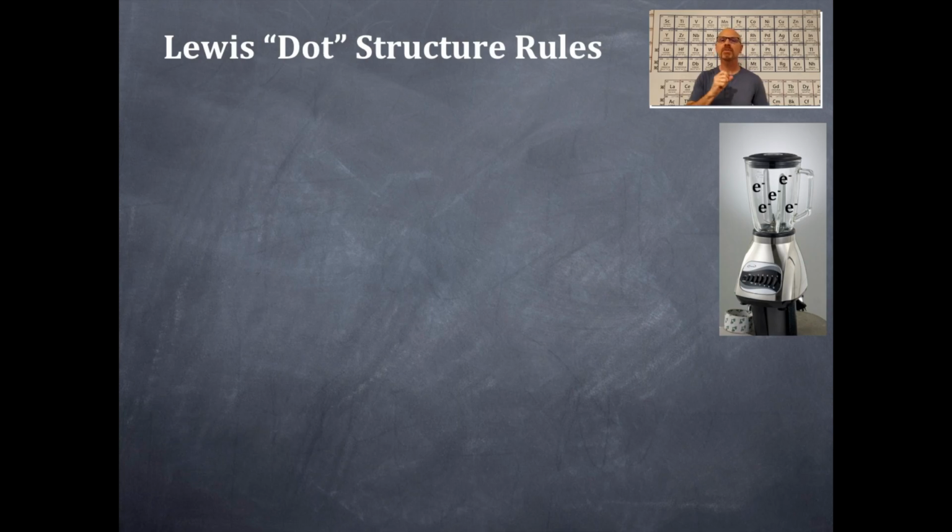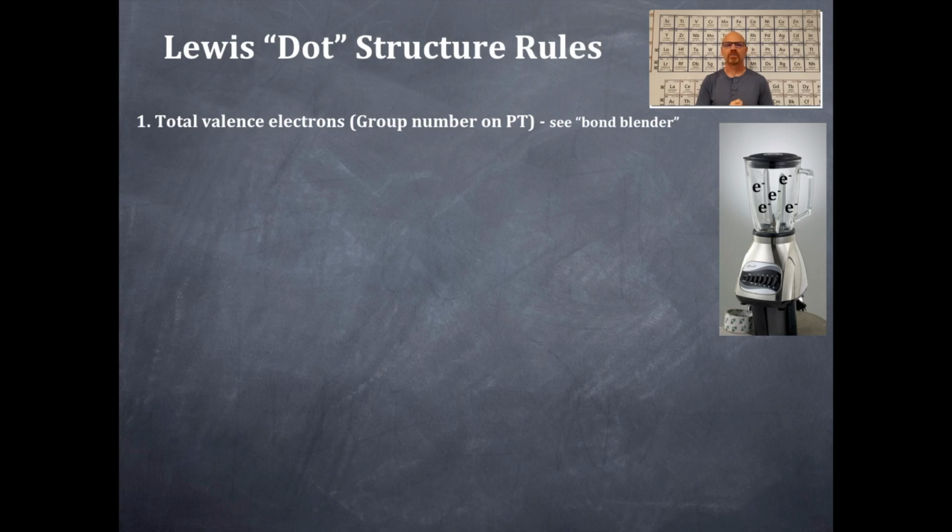Welcome to chemistry. Today we're going to be talking about Lewis dot structures. So I'm going to give you the rules for Lewis dot structures today. So let's get started. Number one, we're going to total up the valence electrons, and that is that you need to know the group number from the periodic table.